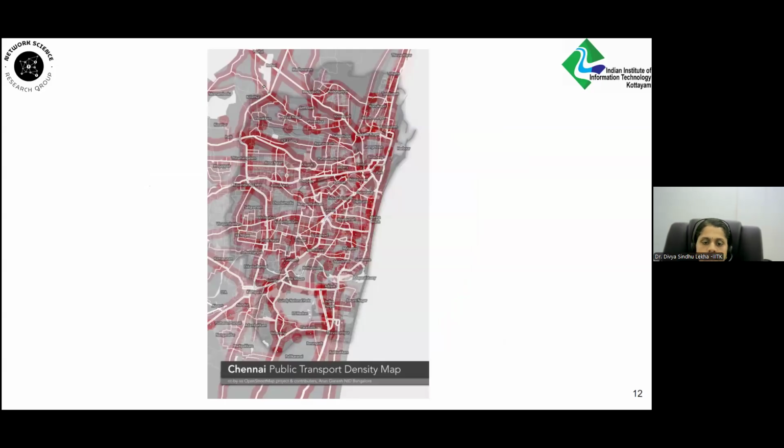Yeah, this is another real life system as we have discussed. This is the transportation system of Chennai public transportation. The density map is shown. Again, the locations are the nodes and the connectivity between the locations is mapped into the relationships. We could find a network here.